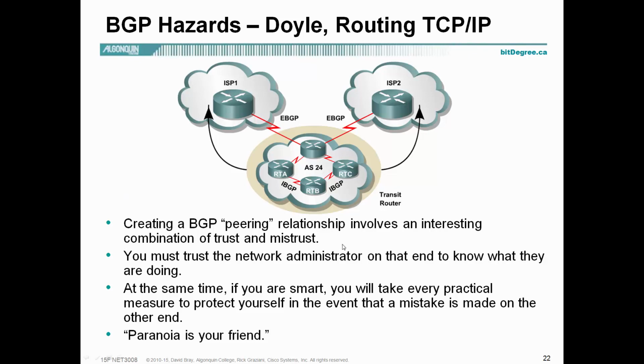Creating a BGP peering relationship involves really a combination of trust and mistrust. By that we mean that, like it or not, you must trust the network administrator on the other side to know what they're doing, because you have to trust that things will work well the way you have configured your connection to that other router. But at the same time, you will need to take every precaution, every practical measure to protect yourself in the event that the other side does make a mistake. So this is why it's a common concept that paranoia is your friend when you're running BGP.